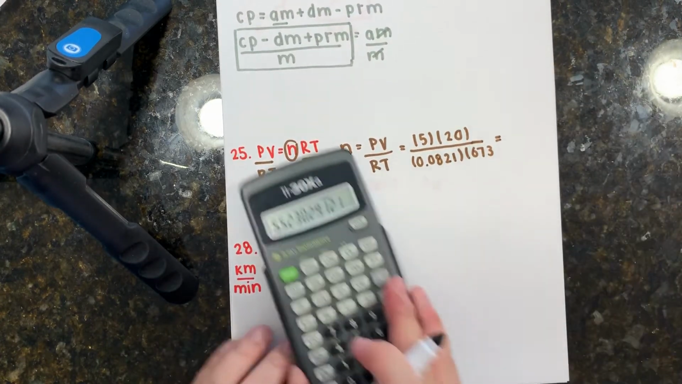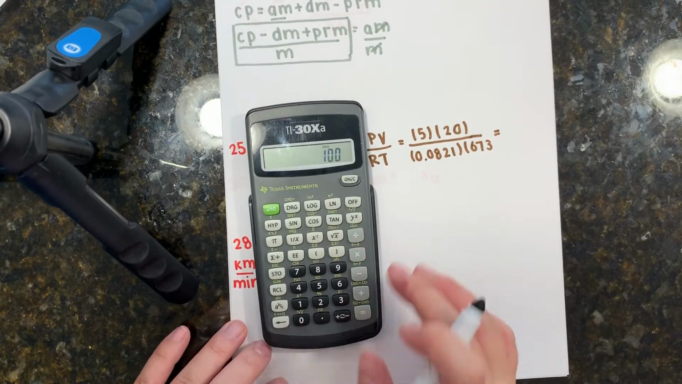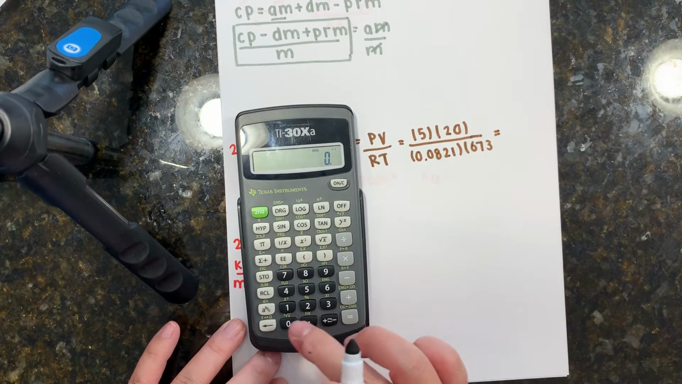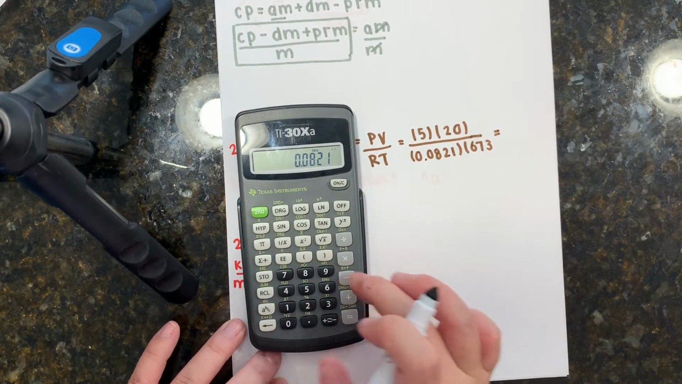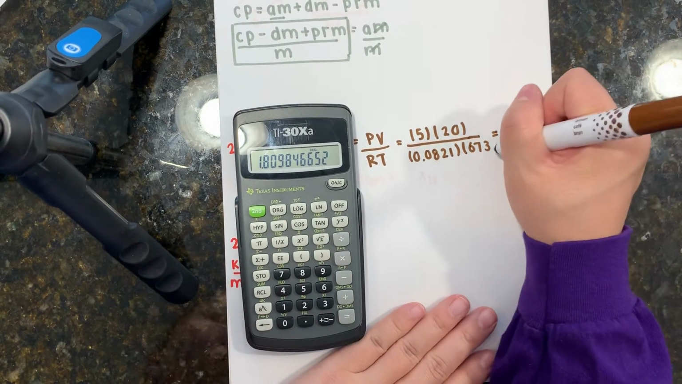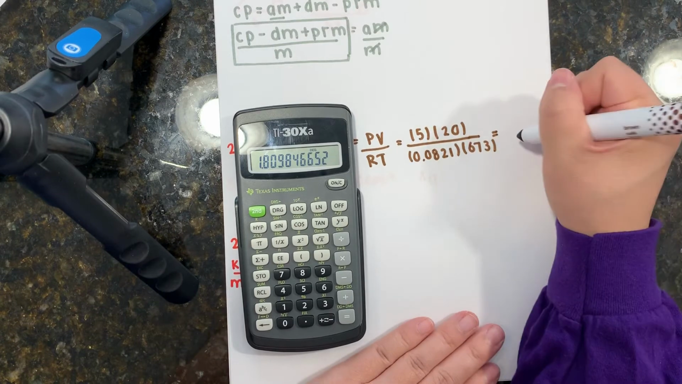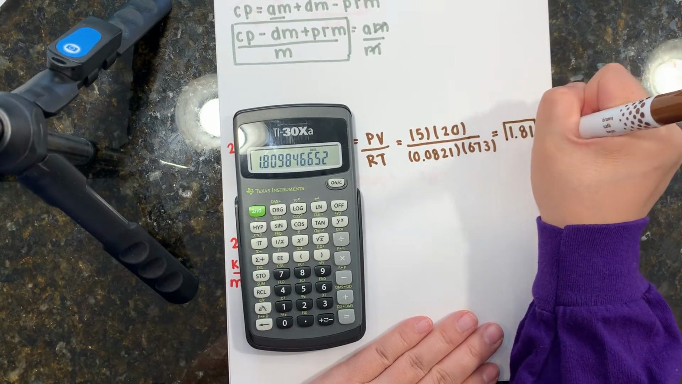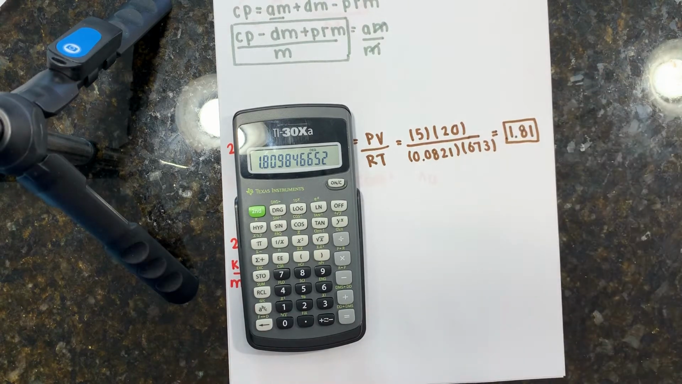Well, you should know that 5 times 20 is 100. So this would be 100 divided by, and I'm going to put this in parentheses, 0.0821 times 673, is equal to 1.81. That is your result.